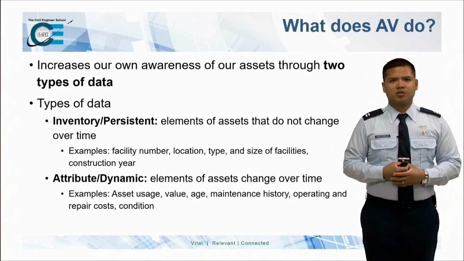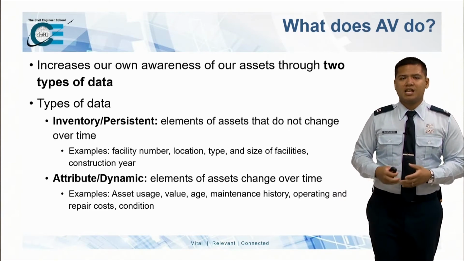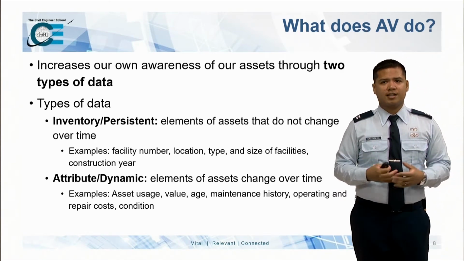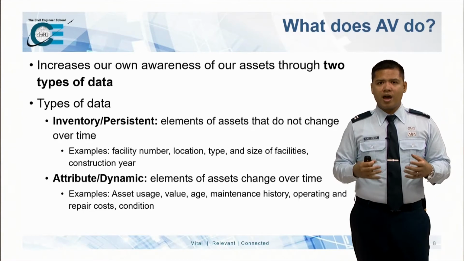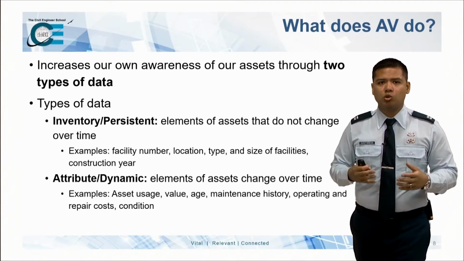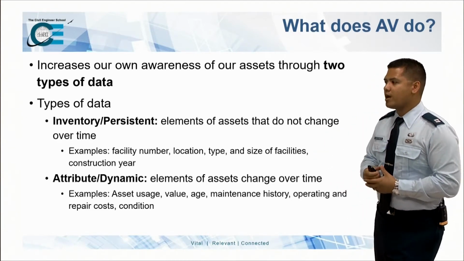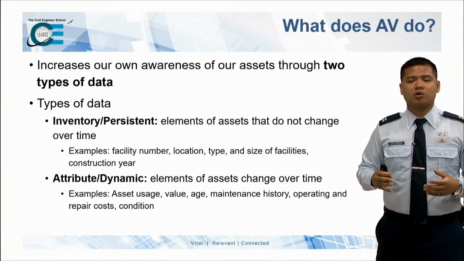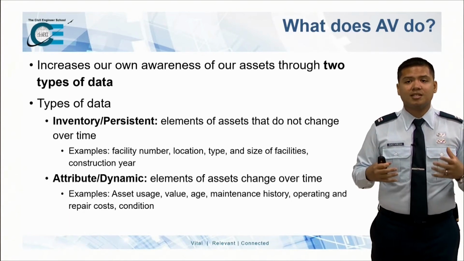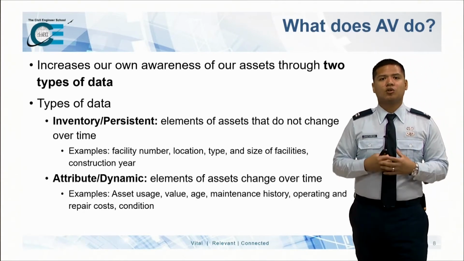So what does asset visibility do for us? Again, it increases our awareness of our assets. How does it do that? By gathering two types of data. First, we have inventory data. This is also known as persistent data because this is data that just does not change over time.